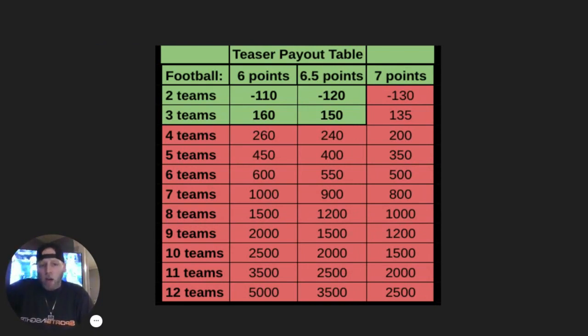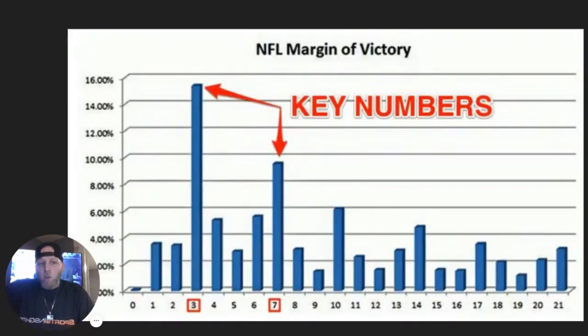So moving along, we now know what a teaser is and the ones we want to use. So for the first part of this teaser strategy, we need to understand what the key numbers are in football. These are numbers that are the most common for margin of victory. 3 points is the most common margin of victory. 15% of all NFL games end by a margin of 3 points. 7 points is the next common margin at 10%. So the numbers 3 and 7 combined make up 25% of all the final score margins.